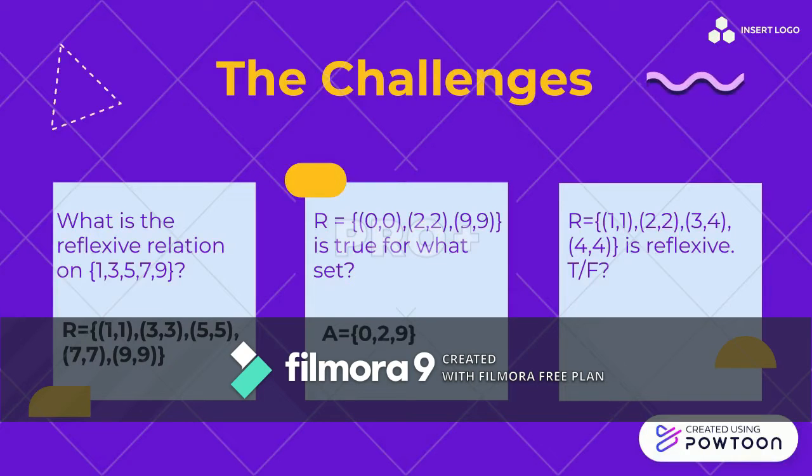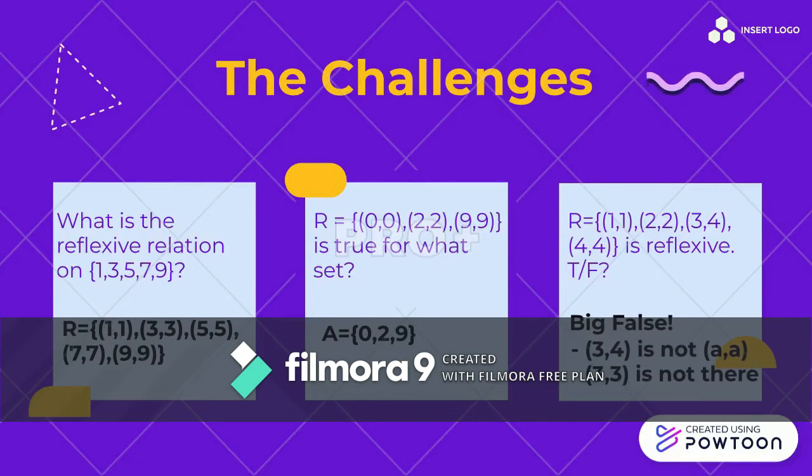It is true for 0, 2, 9. Just look at them. All (0,0), (2,2), (9,9) are (a, a). Then the elements are obviously 0, 2, and 9. It is a big false. Why? (3,4) is not (a, a). And since there is element 3 in the relation, we can see that (3,3) does not exist there.